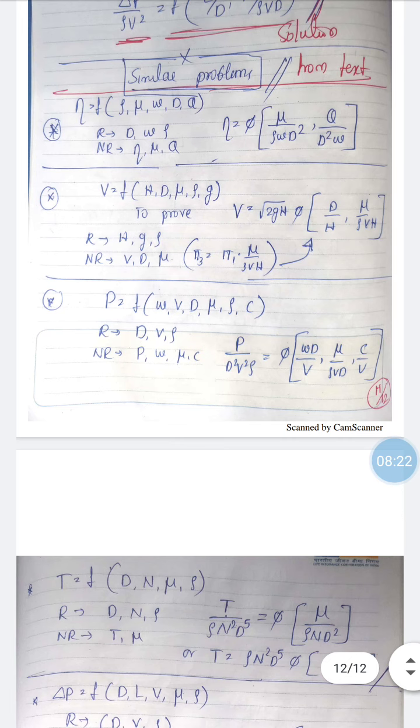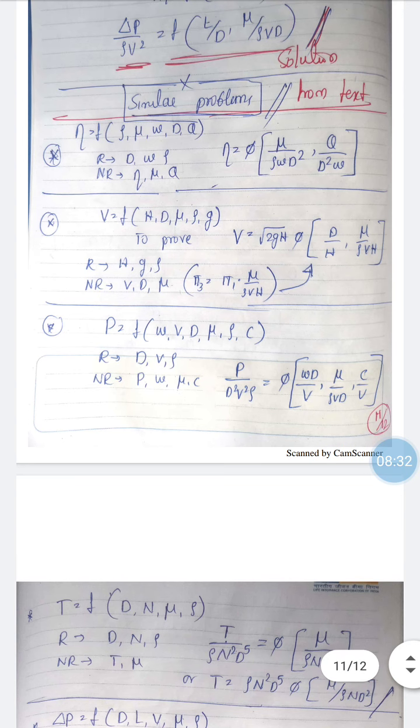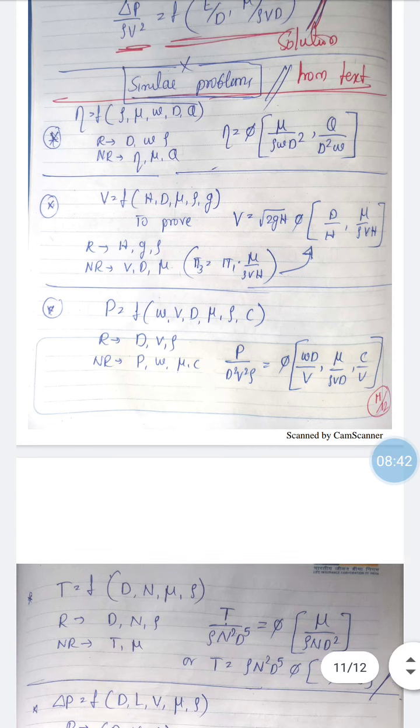Next, velocity is a function of rpm, that is n, diameter d, not rpm, it is h, d, mu, rho and g. So obviously the repeating variables are h, g and rho, and non-repeating are v, d, mu. Please see in the second problem, you are not asked to find something, you are asked to prove that v is equal to root of 2gh into a function of d by h and mu by rho vh.